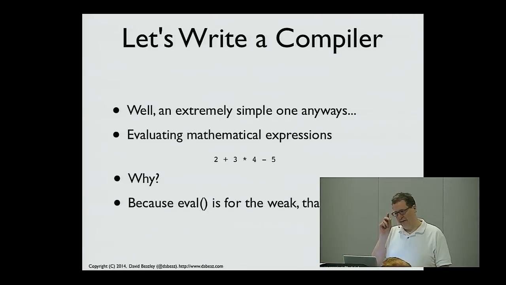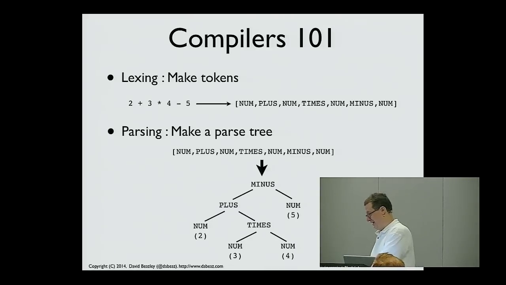I'm gonna write a compiler for basically evaluating mathematical expressions, and the primary reason why is that the eval function is just for the weak, right? I mean, why would I do that? I gotta do it myself basically. So if you've never seen this done before, it's kind of an interesting exercise.